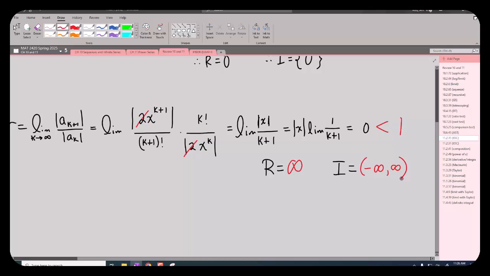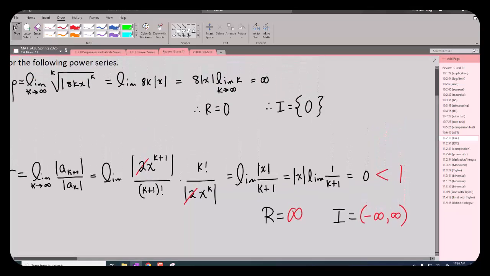So this is the other extreme case. Converges for everything. These are the 2 cases that are great, as long as you don't get confused and switch them around, because you don't have to test the endpoints. So that's what's great about the 2 extreme cases.